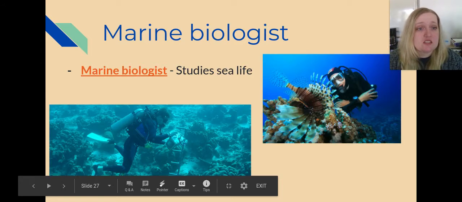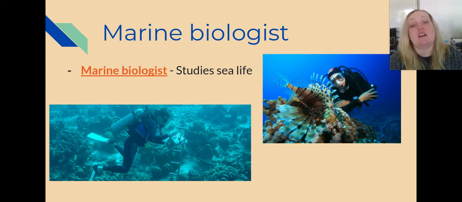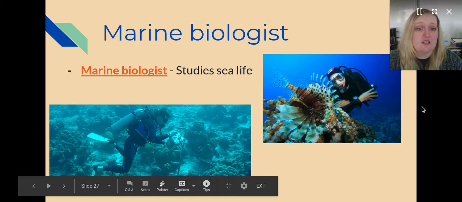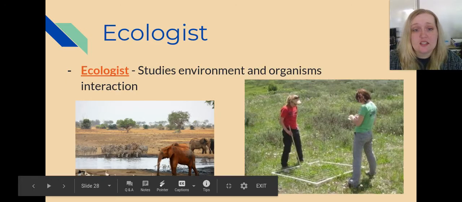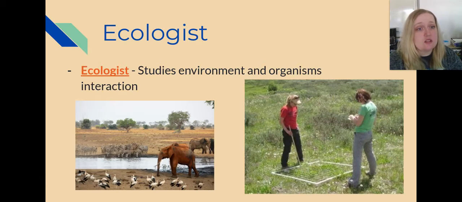Marine biologist, this is a more specific type of biologist. A marine biologist is an individual that's going to study sea life, a little bit of coral, different types of fish, and anything that's in the ocean that's alive. And this is a picture you'll see in the scientist review. Next one is ecologist. Eco goes with ecosystem. So an ecologist is a scientist that studies the environment and organism interactions.